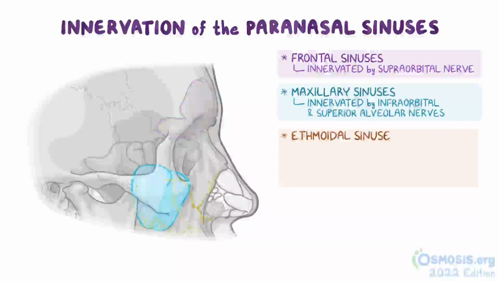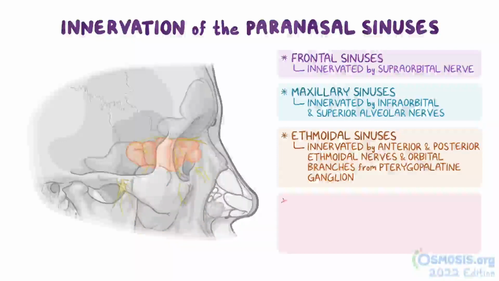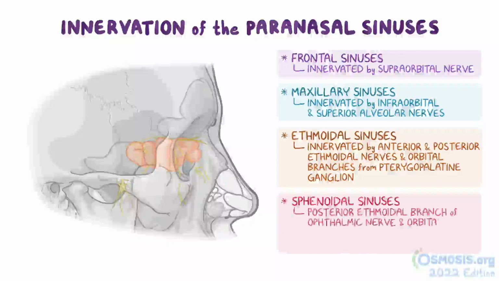The ethmoidal sinuses are innervated by the ophthalmic nerve through the anterior and posterior ethmoidal nerves, which are branches of the nasociliary nerve, as well as the maxillary nerve through orbital branches from the pterygopalatine ganglion. And finally, the sphenoidal sinuses are innervated by a posterior ethmoidal branch from the ophthalmic nerve, as well as orbital branches from the pterygopalatine ganglion.